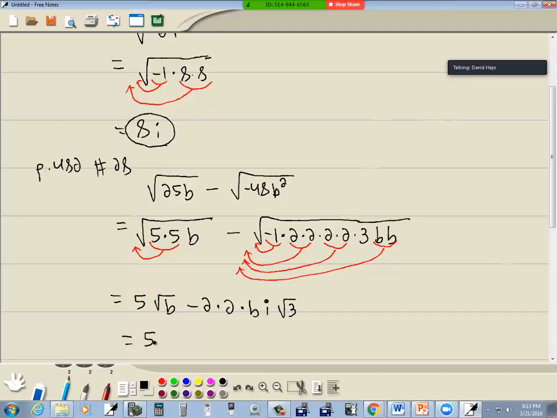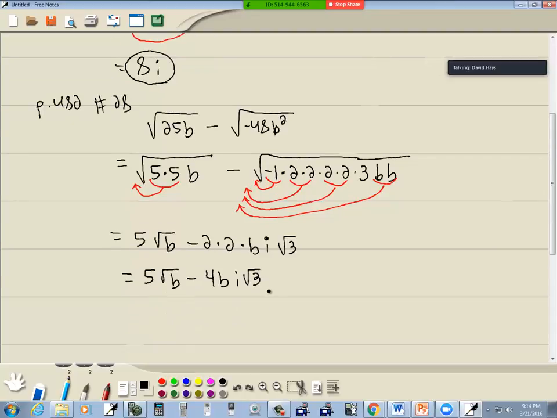So we're going to have 5 square root of b minus 4b, i square root of 3. A lot of times you'll see them put the i after the square root. And to be honest, I don't remember from the book what they do in this. But again, you could write that as 5 square root of b minus 4b square root of 3i. Now obviously you can't combine those together, because this is not the same as this. So that's our answer right there.